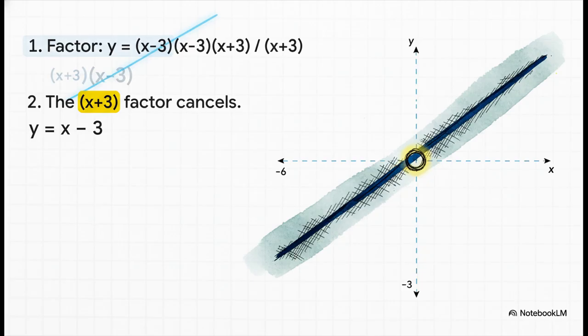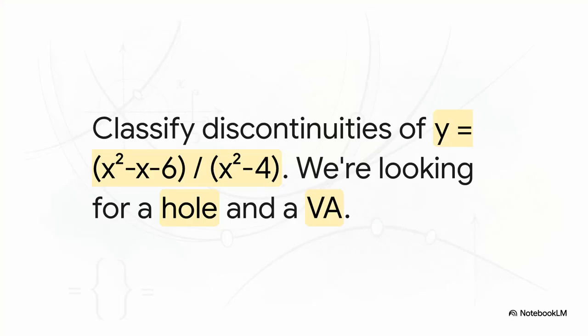They cancel out. We set that canceled factor, x plus 3, to 0 and get x equals negative 3. We plug that into our simplified function, which is now just y equals x minus 3, and we get negative 6. The hole is at (-3, -6). Simple as that. Okay, last case, and this one's the big one.